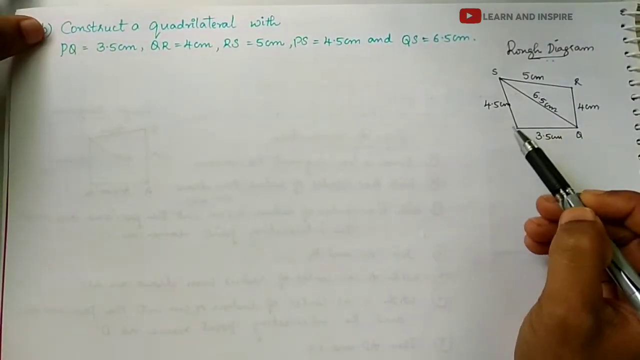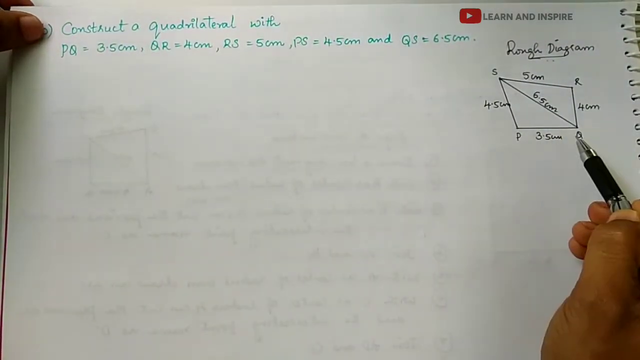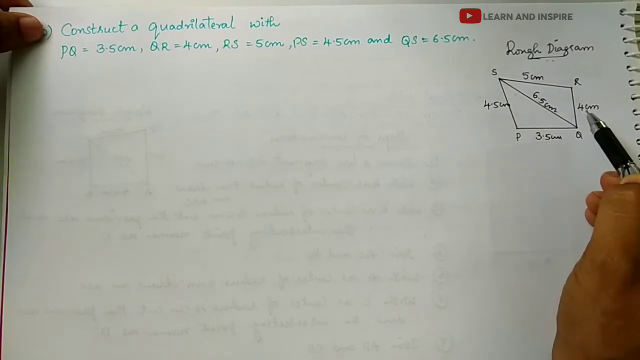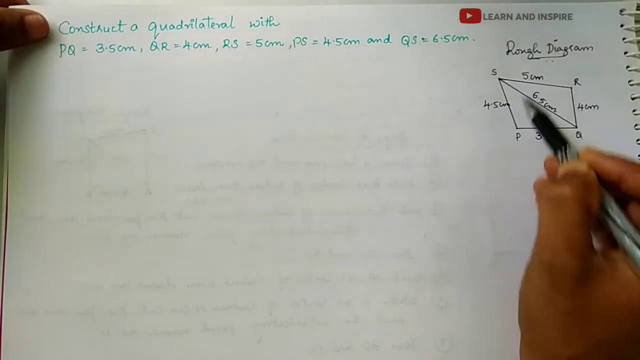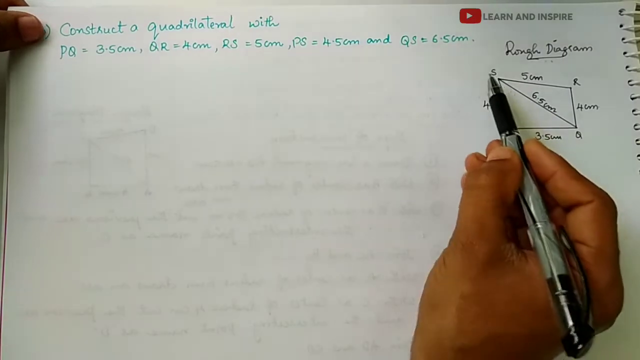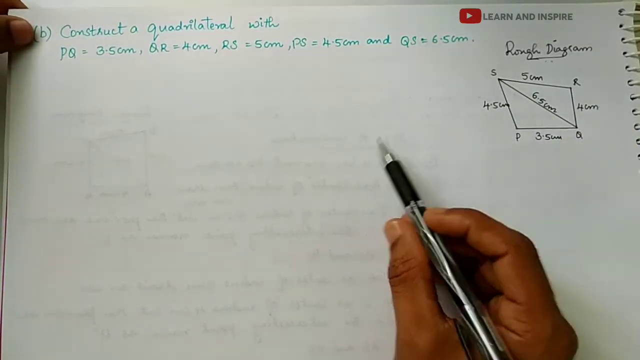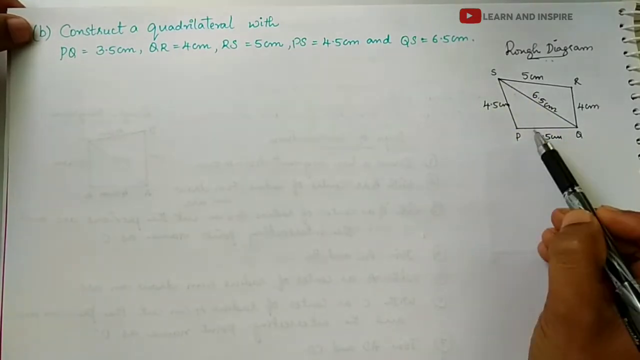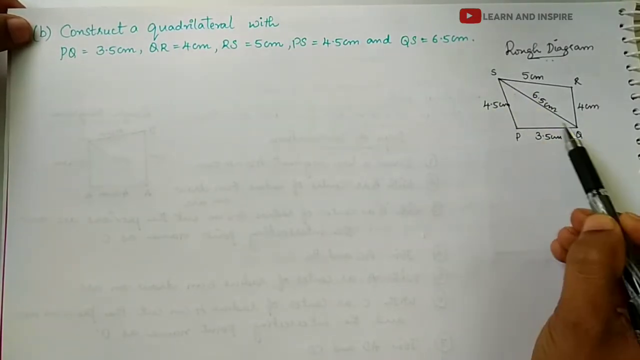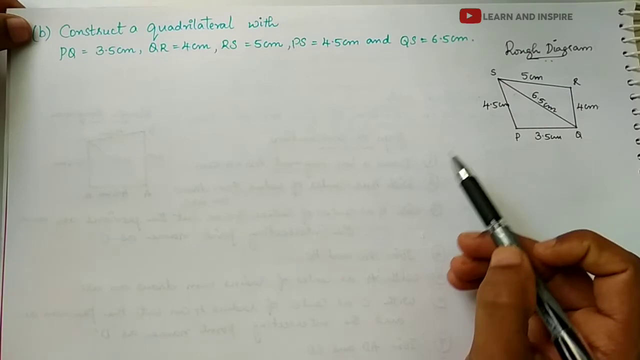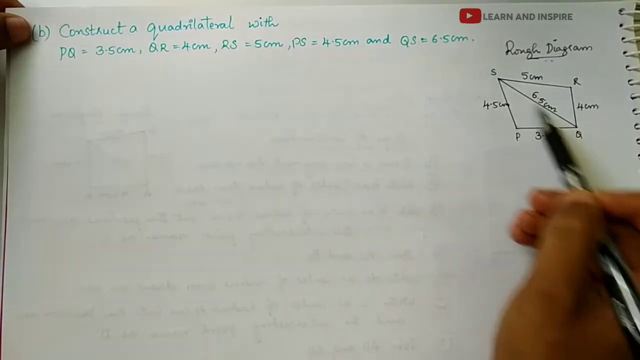Here is the rough diagram. So we can see here PQ is equals to 3.5, QR is equals to 4 centimeters, RS is equals to 5, PS is equals to 4.5, and the diagonal QS is equals to 6.5. Okay, so first what we have to construct? We have to construct a triangle PQS.